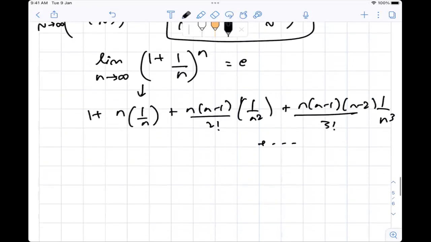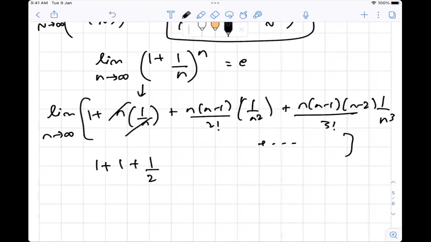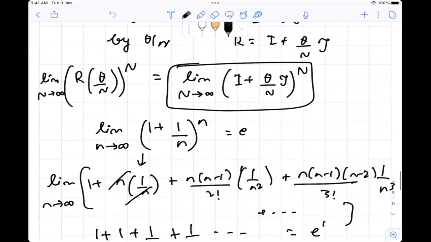So if you take the limit n goes to infinity, this cancels out. So this is 1 plus 1 plus 1 over 2 factorial plus 1 over 3 factorial. But what is this? This is just e to the power 1, or just e. Yes. So this also holds for matrices, because you remember I is not just a number, it's a matrix, but you can still write it as theta j.